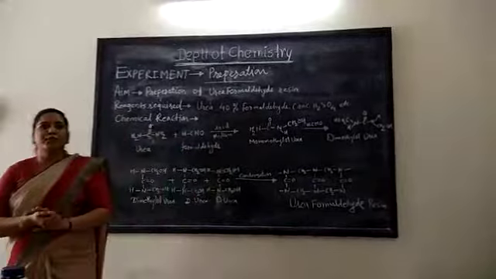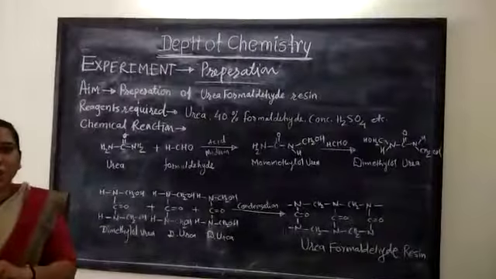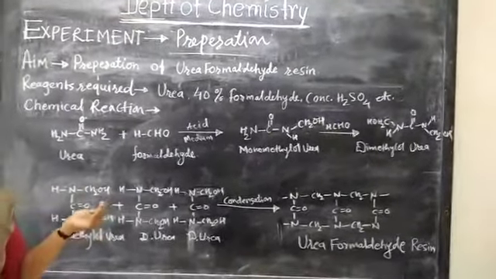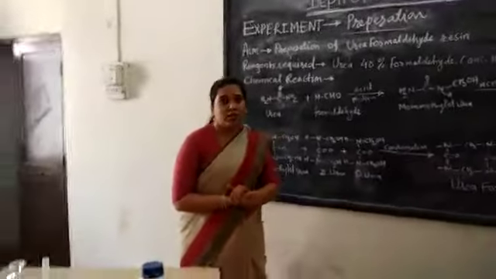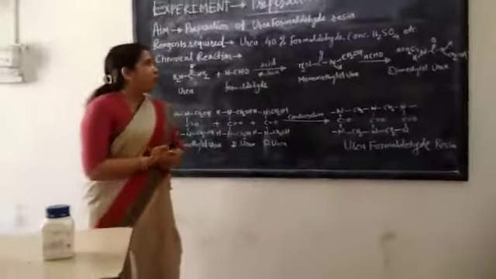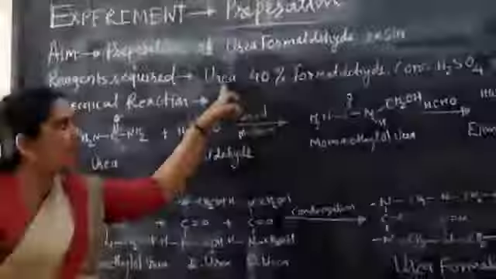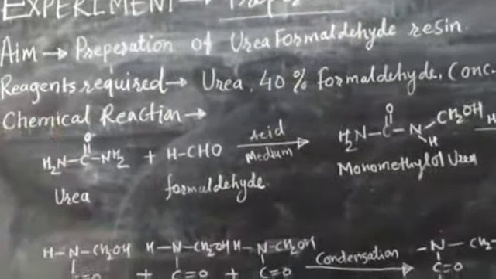First of all, resin is nothing but a polymer, or it is a particular type of plastic. So this polymer we have to prepare here. So how can we prepare? First of all, the reagents which are required are urea, 40% formaldehyde and concentrated H2SO4.